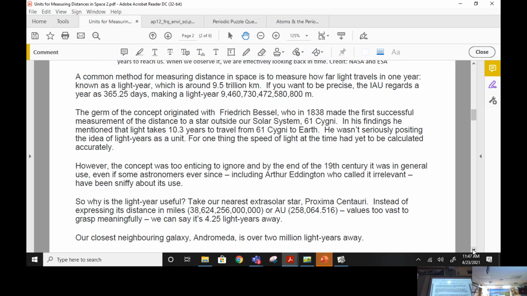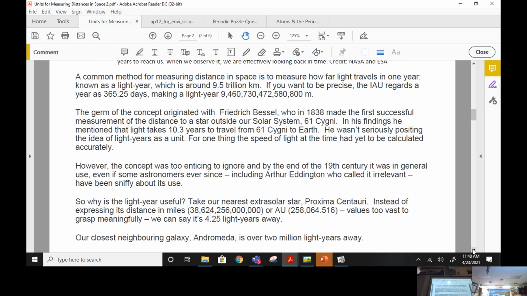So why is the light year useful? Well, for example, take our nearest extrasolar star called Proxima Centauri. What's the closest star to us? The sun. So that's why they didn't say the closest star. They said the closest extrasolar star, the closest star beyond the sun. Proxima Centauri. Notice it has the word proxima, which means nearby, an approximation. It's proximate. And Centauri means it's in the constellation, the Centaur. It happens we cannot see this star from the northern hemisphere. It's like down there somewhere. So we never see Proxima Centauri.